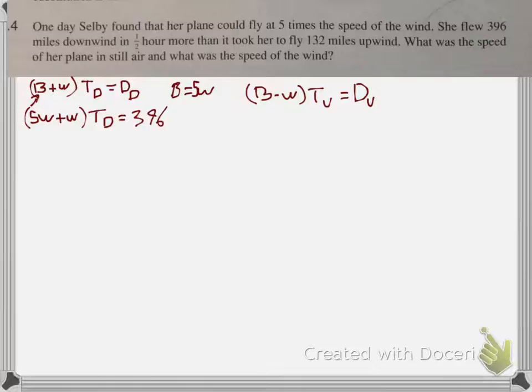But BU is 5W, so isn't that 5W minus W TU equals 132? So she's gone 132 miles, going up against the wind. I think I could clean both of those up. This would become 6W TD equals 396. Yes?